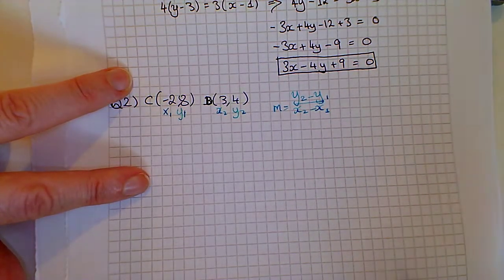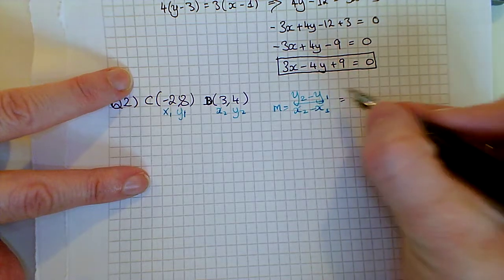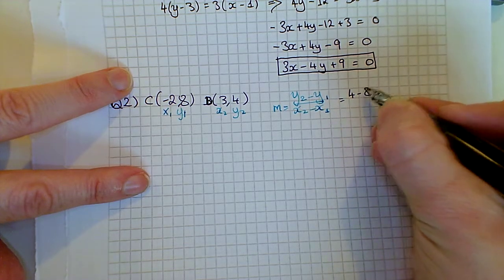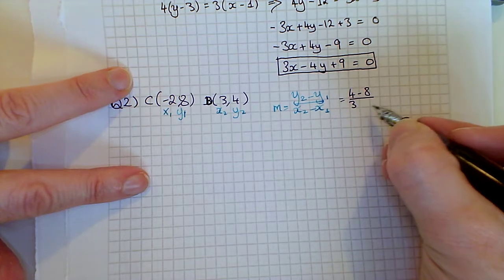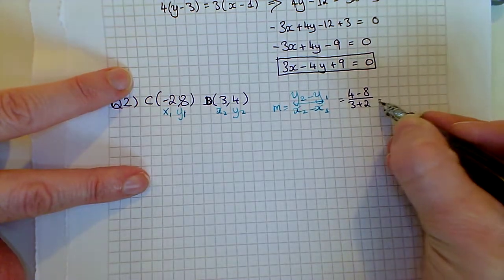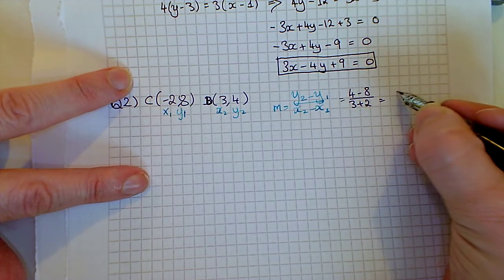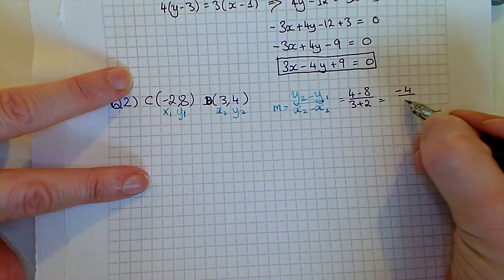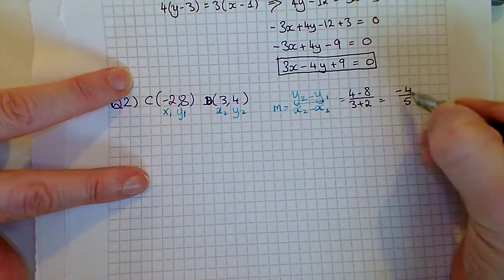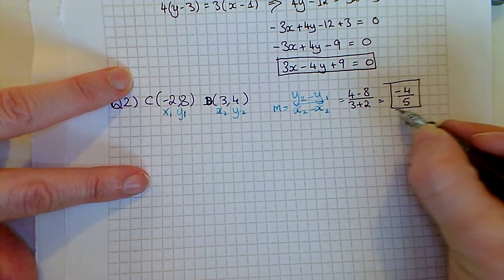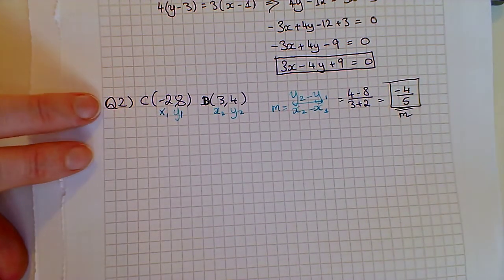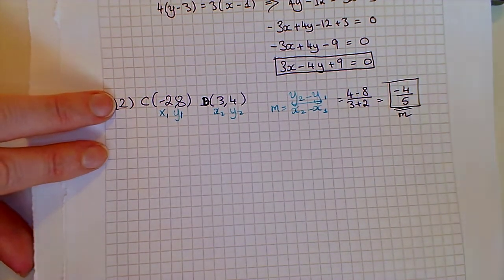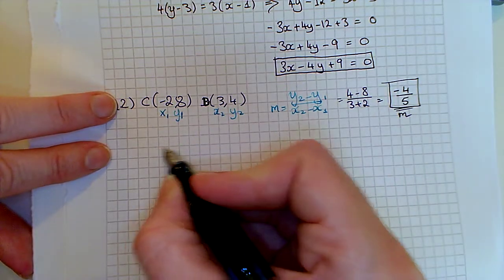So filling in there, I've got 4 minus 8 divided by 3 minus a minus 2, 3 plus 2. And that gives me negative 4 over 5, minus 4/5. Leave that minus number on top like that, because when we do our multiplication out, that makes it easier to know where the minus goes.